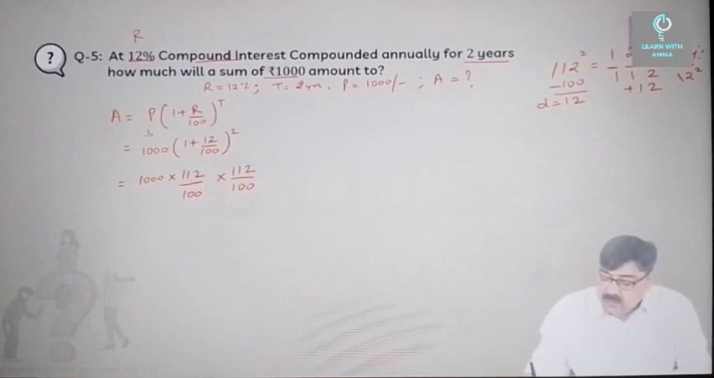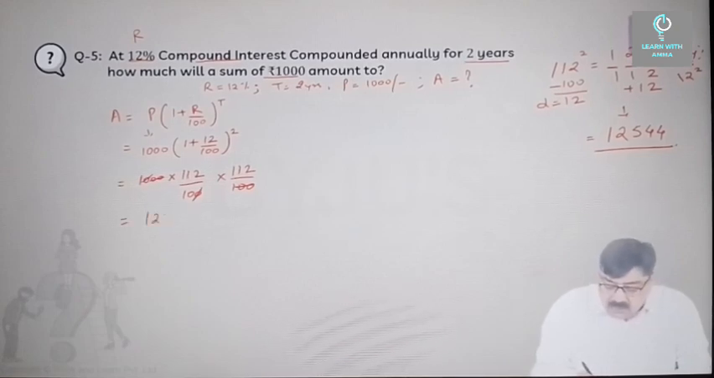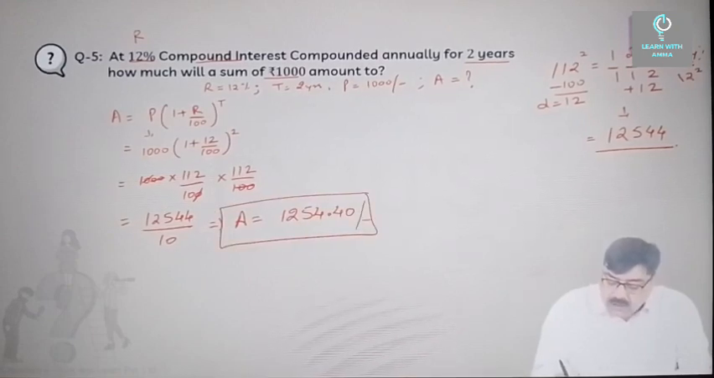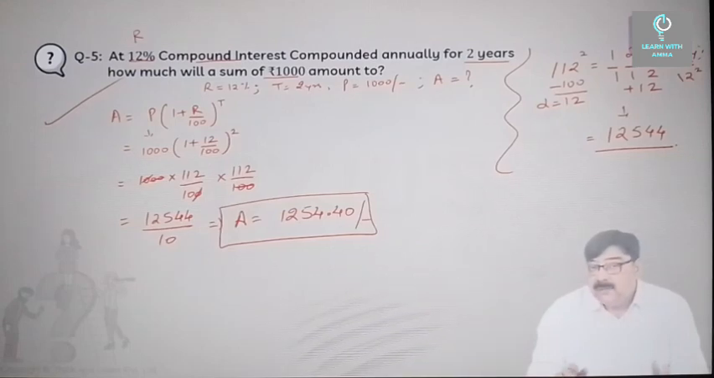So this 1 and 4 will get clubbed together to give you 1, 2, 5, 4, 4. Now cutting the zeros here, 2 zeros gone here, 1 zero gone here. So this happens to be 12544 by 10, which amounts to, let us say, 1254.40. Now, although the process was known to you, how you should have gone about doing the calculations in the case of compound interest is what you need to learn.